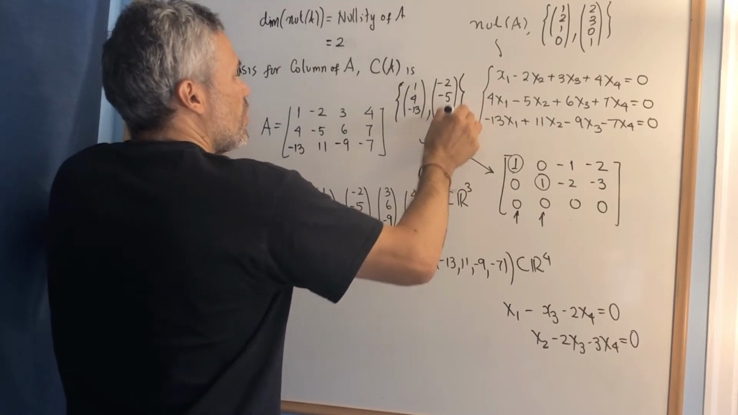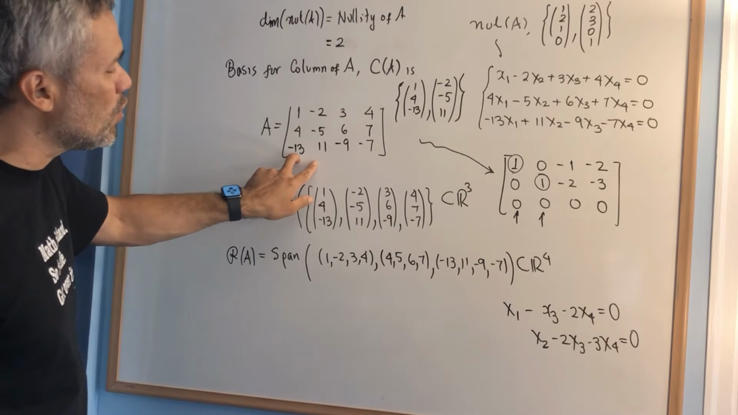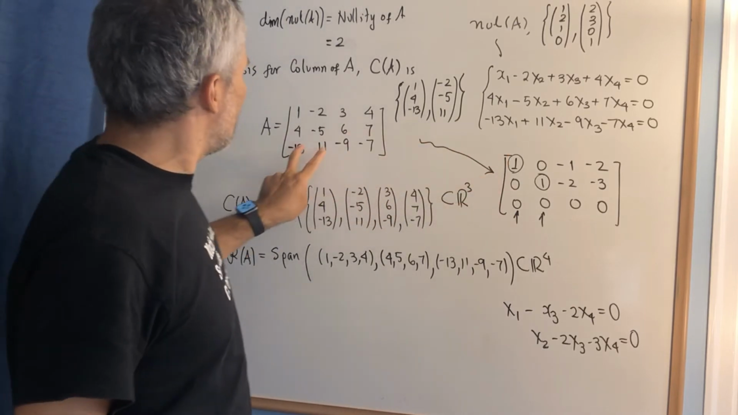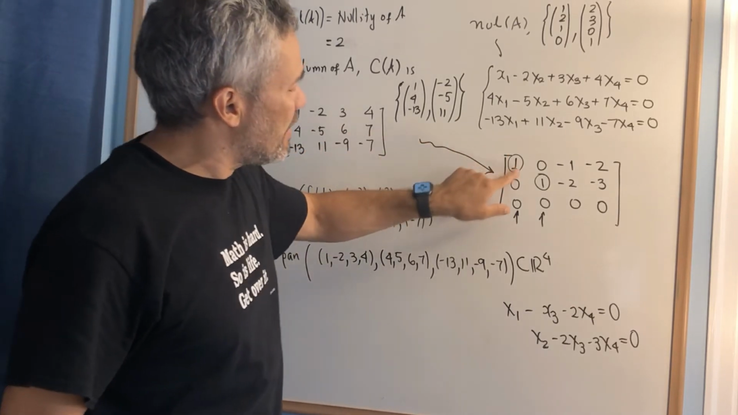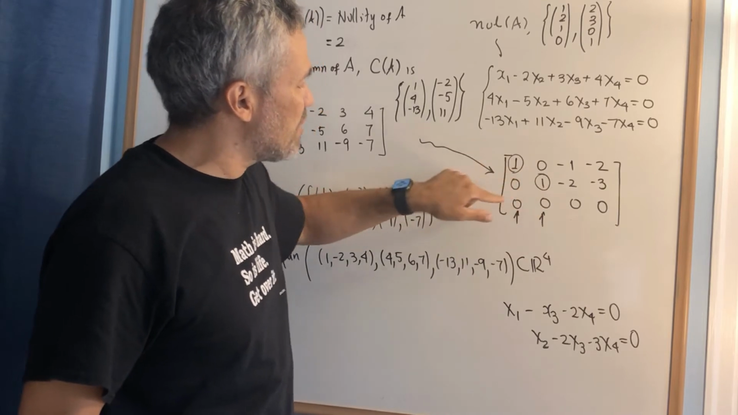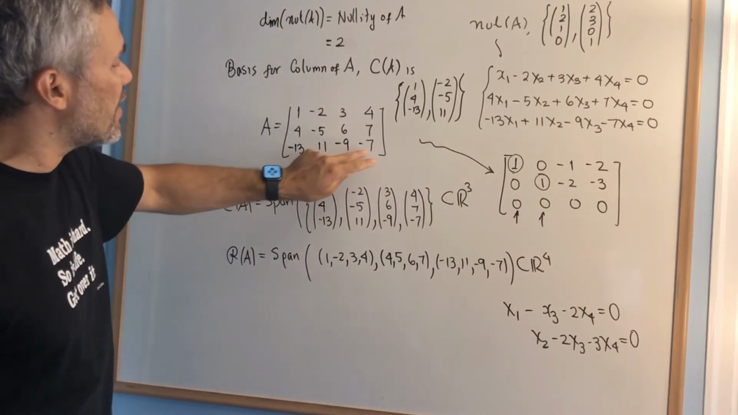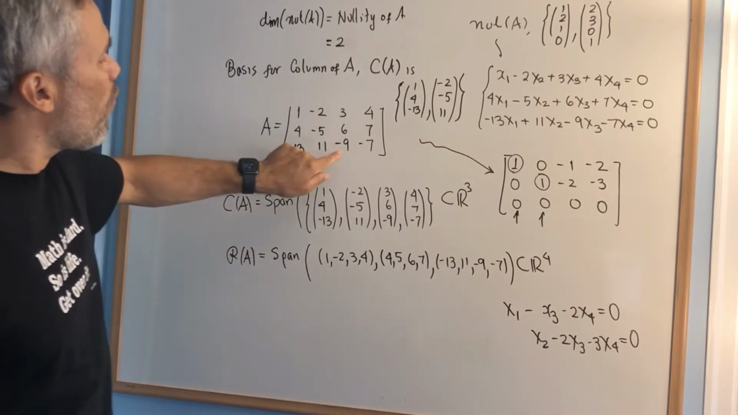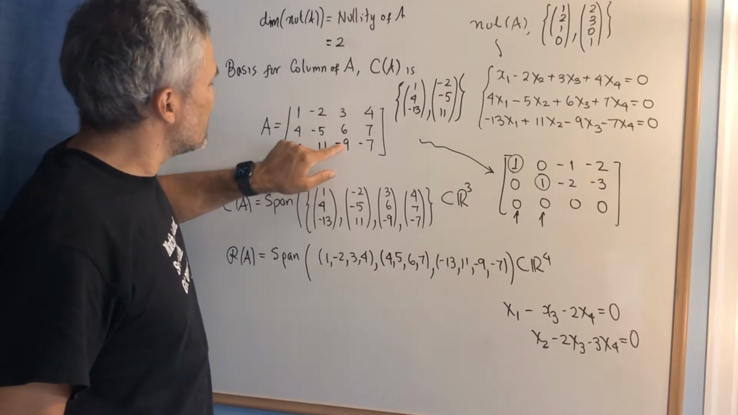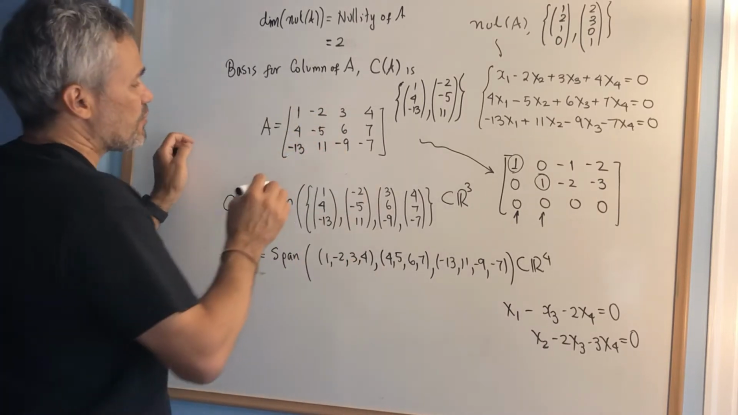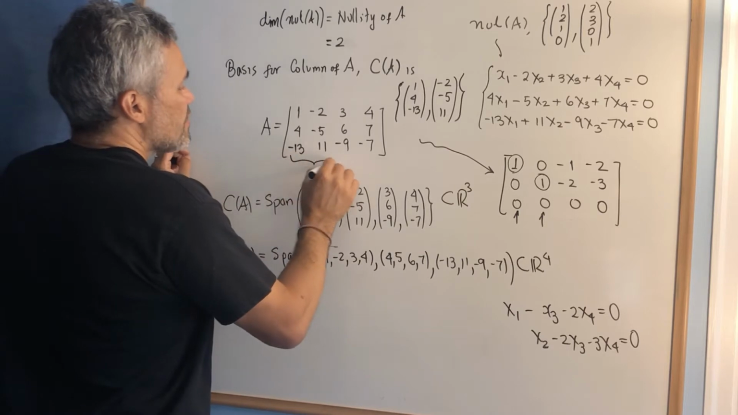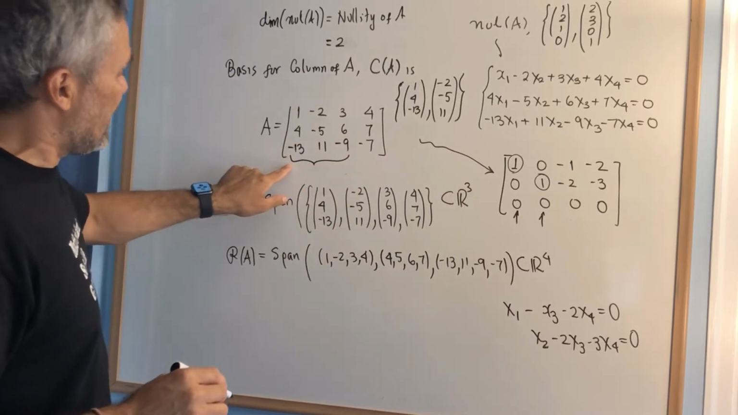11). Essentially, we pick these two because these two columns go with columns that have a pivot, and we disregard these two. But let me explain why we disregard this vector, for example. If we try to answer the question, are these three vectors linearly independent?